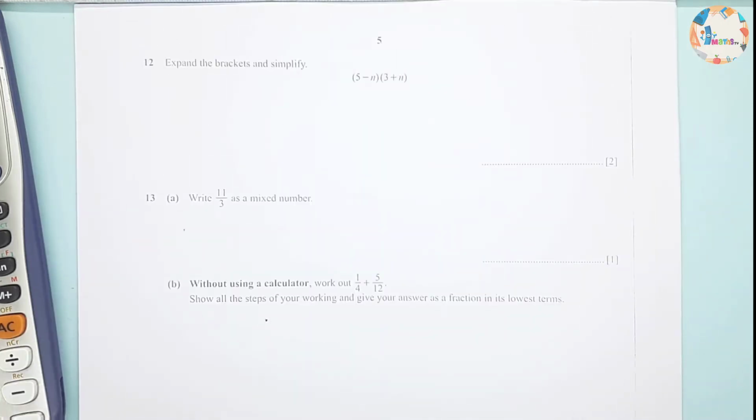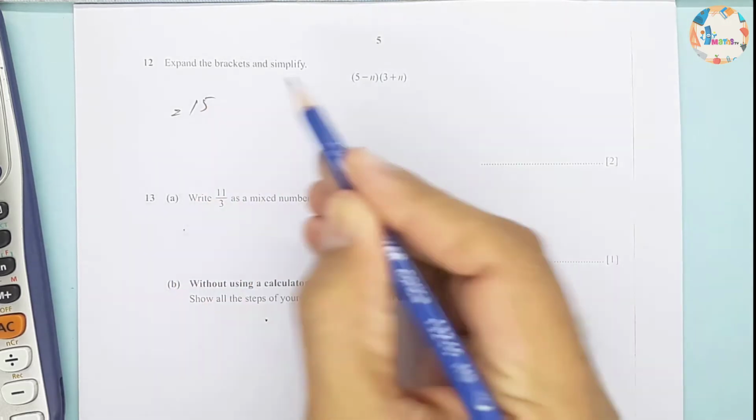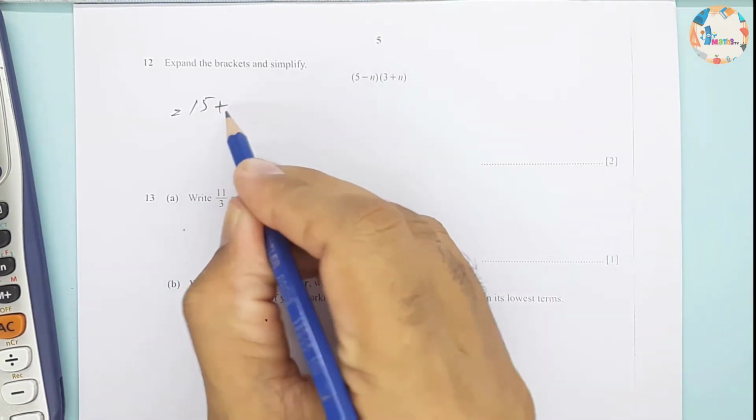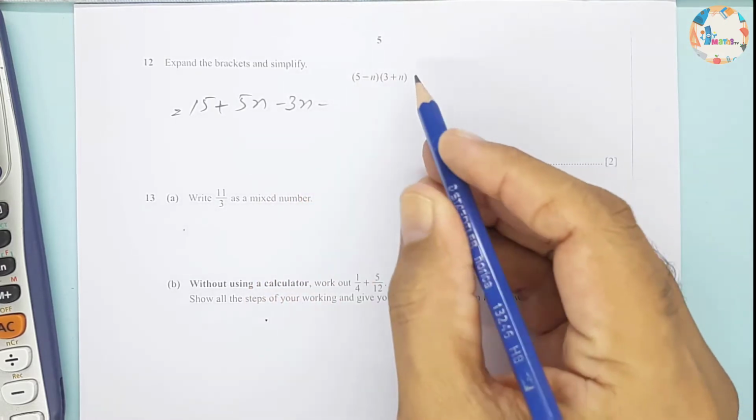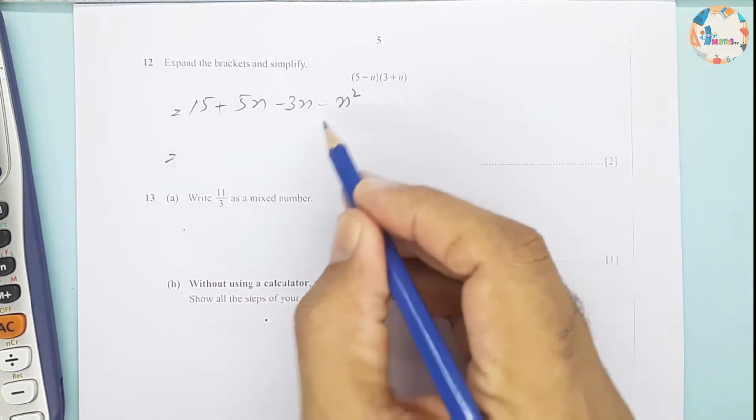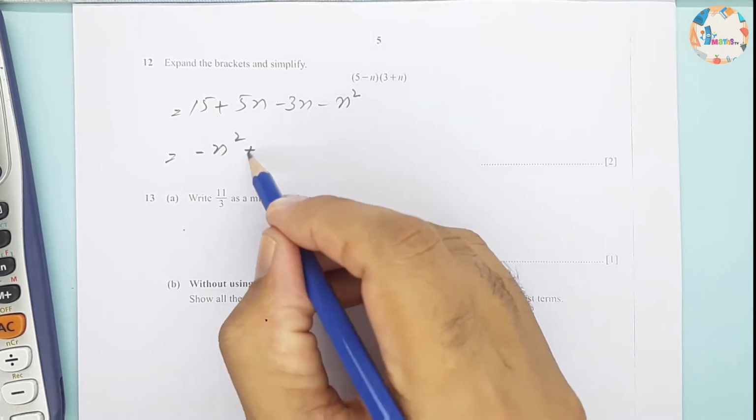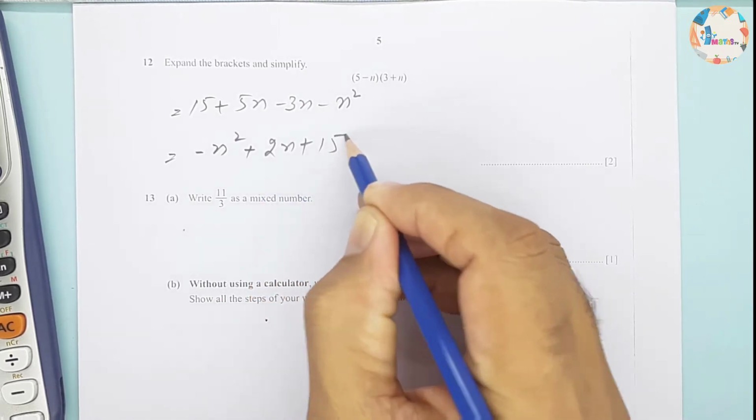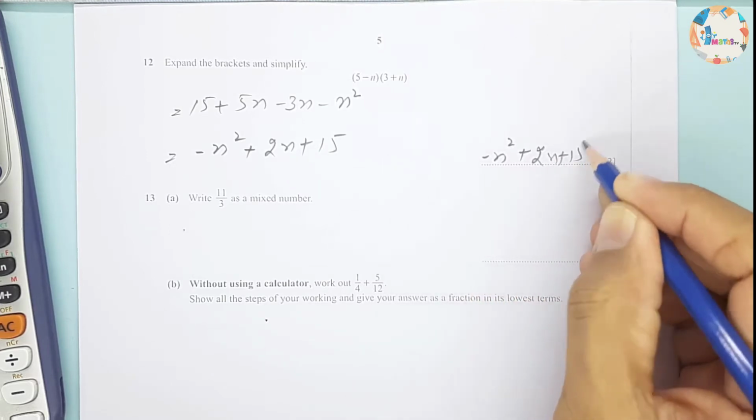Now question number 12, saying expand the brackets and simplify. This question is given, we'll have to just multiply. 5 into 3 will be 15, and 5 into n will be plus 5n, and minus n into 3 will be minus 3n, and minus n into n will be minus n square. Now we can just rearrange, n square first, minus n square, and n will be plus 2n and plus 15. This will be our answer, minus n square plus 2n plus 15.